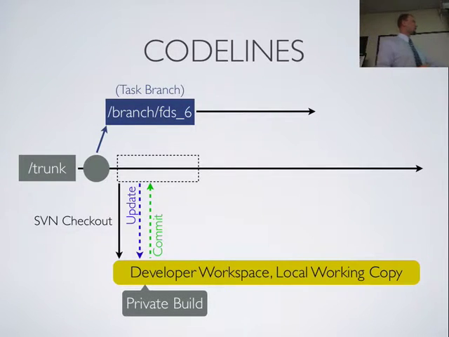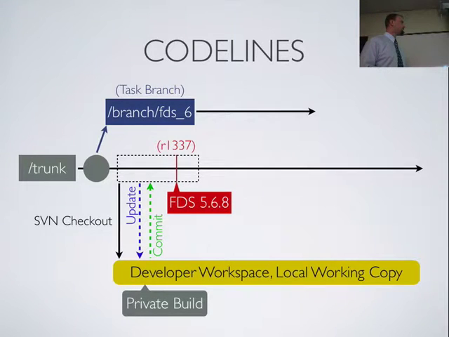Then you do a private build on your machine to make sure everything's working, and then you commit that back up into the repository. You want the time between your update and commit to be as short as possible, because you don't want a big gap where you can overwrite somebody else's changes. In fact, in most tools, if there is a newer version since the last time you updated, it will make you update before you can commit. So the tool enforces, in a way, good behavior, but that's the general practice.